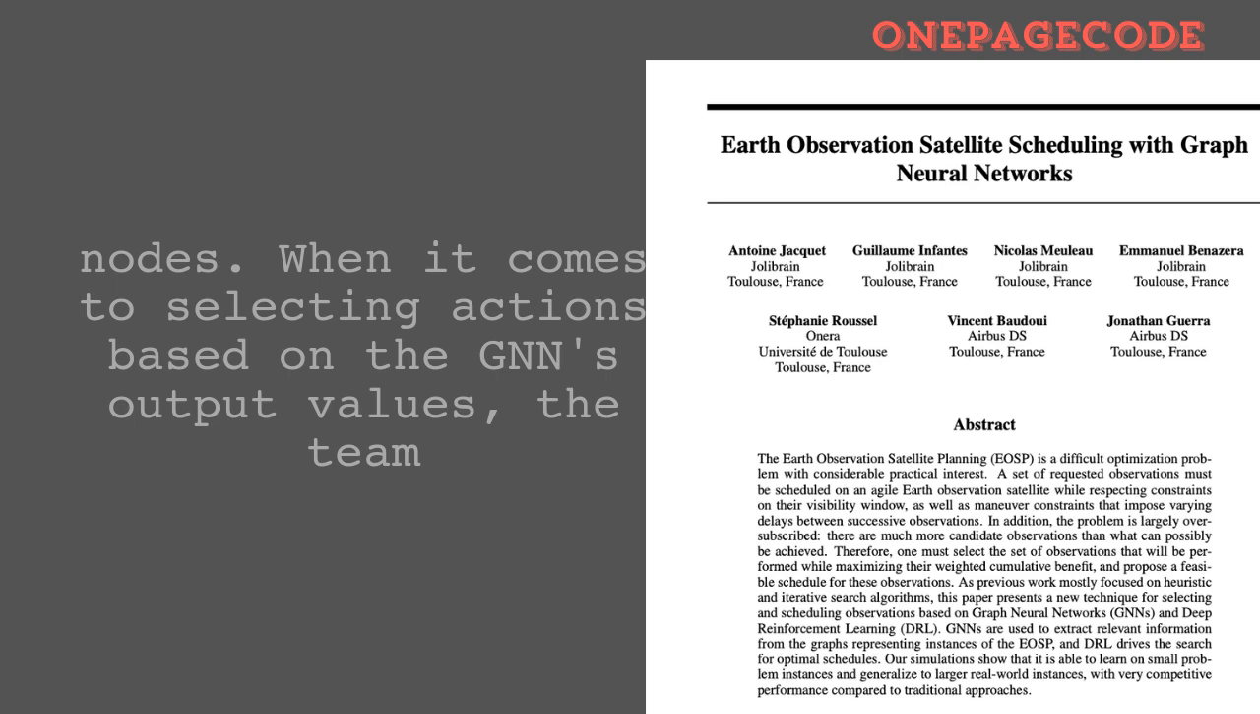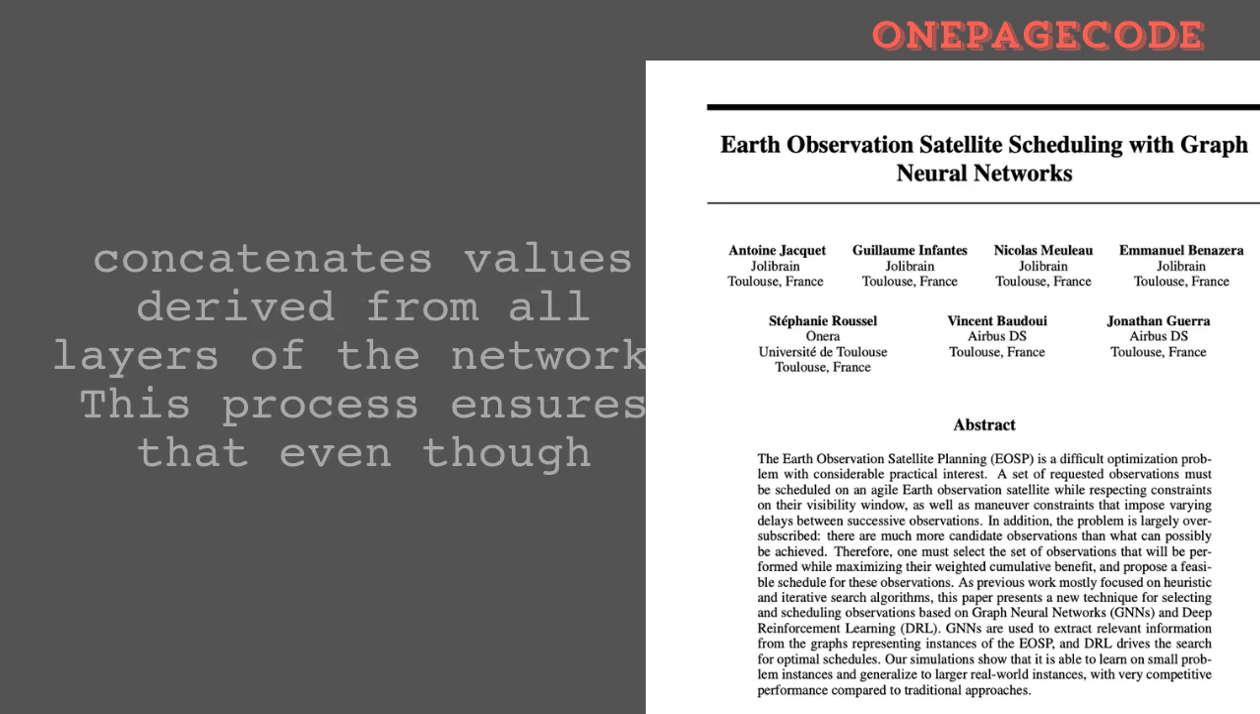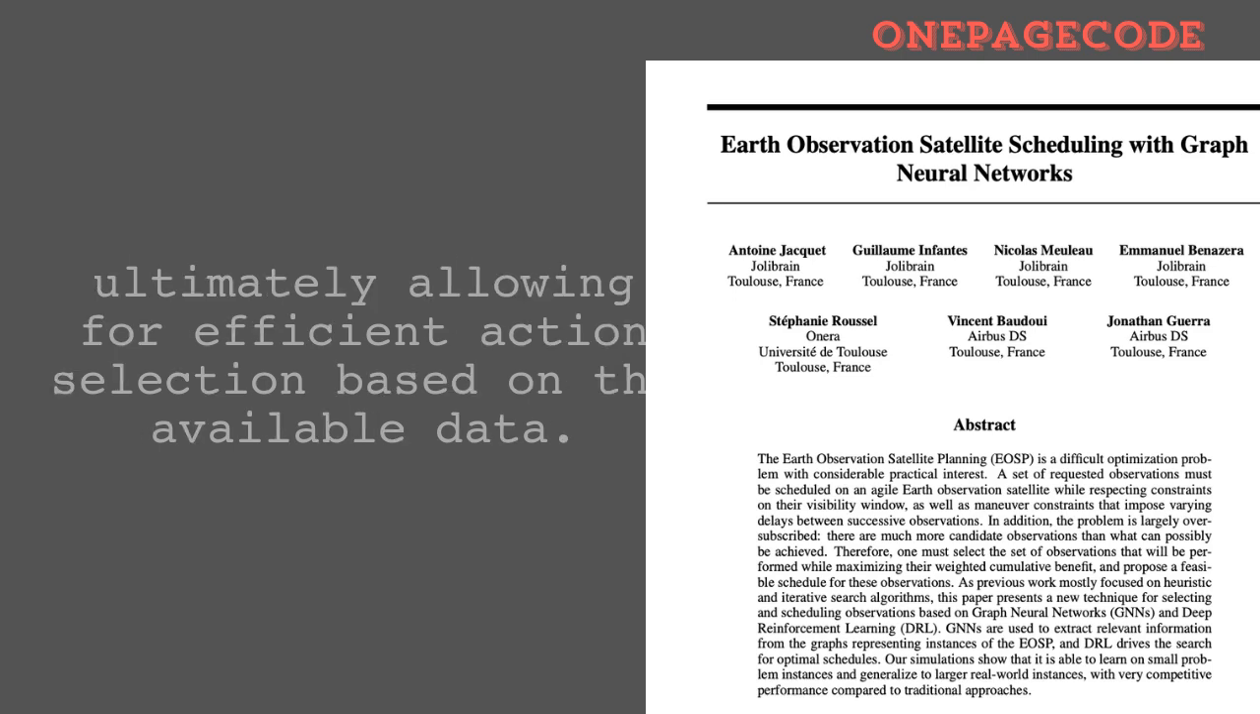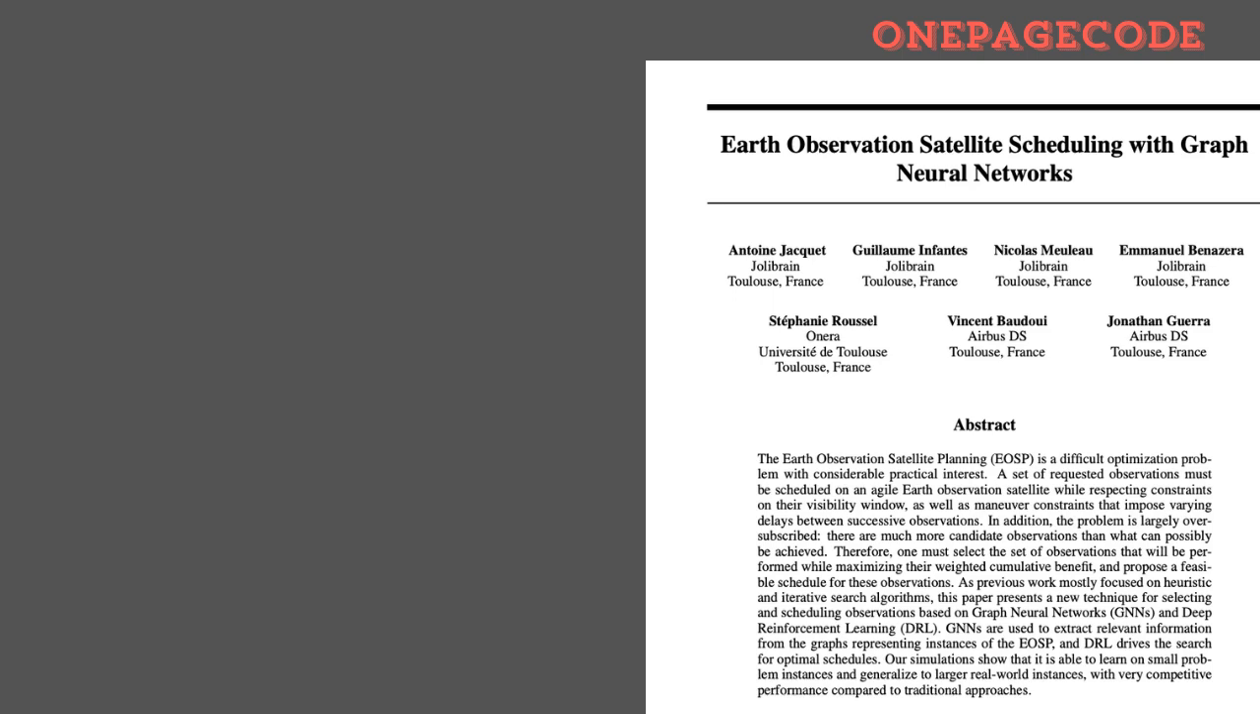When it comes to selecting actions based on the GNN's output values, the team concatenates values derived from all layers of the network. This process ensures that even though there are multiple layers, the final decision-making remains concise and straightforward, ultimately allowing for efficient action selection based on the available data.